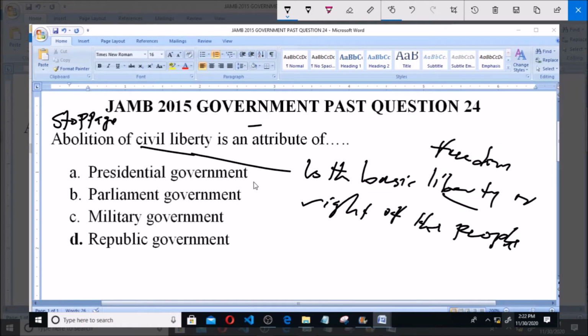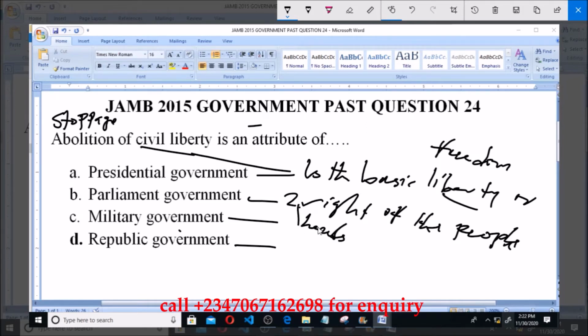So option A says presidential system, option B says parliamentary system, option C says military system, option D says republican system. I want to talk of presidential system. That is, there's a president. Parliamentary system means two heads of states, so one for government, one for state.